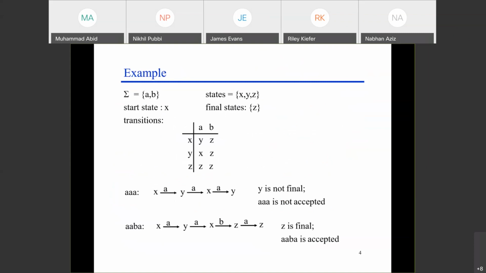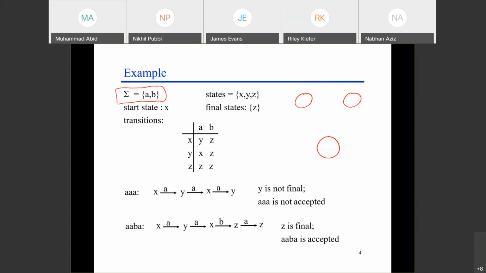Sigma is equal to {a, b} and states are X, Y, Z. The start state is X. We are saying that sigma is equal to {a, b}, and it means that all words which you generate in this FA will be composed of either a or b. You will never see c or d there. Only these things will be there. And for states, we have only three: X, Y, and Z.